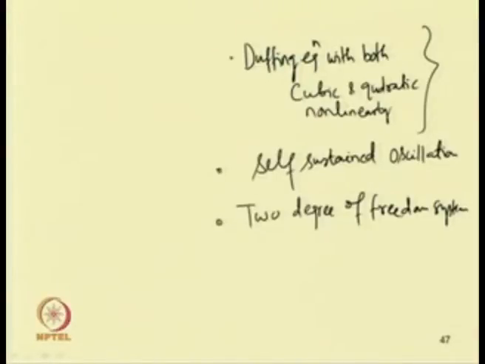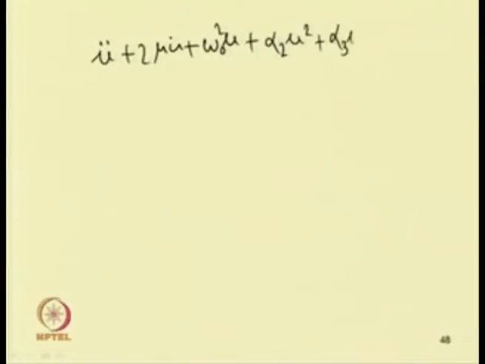So, in the first type, Duffing equation considering both cubic and quadratic nonlinearity, the equation can be written in this form, that is u double dot plus 2 mu u dot plus omega 0 square u plus, this is the quadratic nonlinearity, alpha 2 u square plus alpha 3 u cube. So, let us take the forcing term.